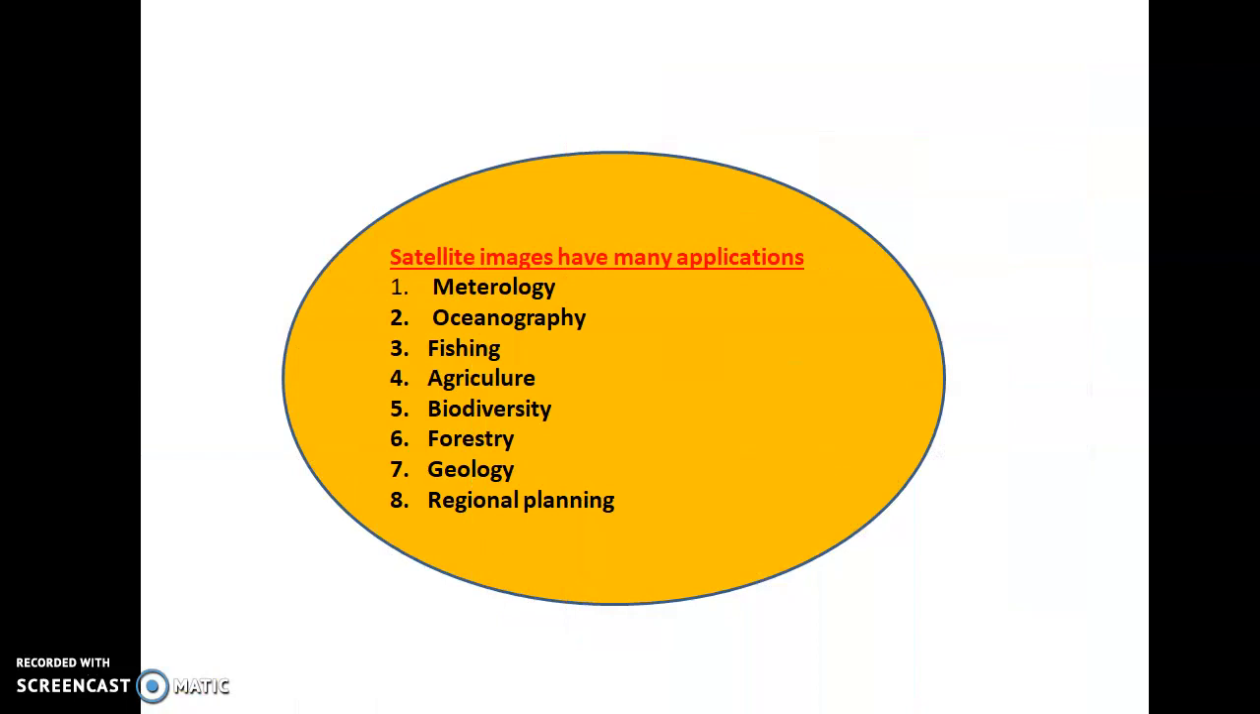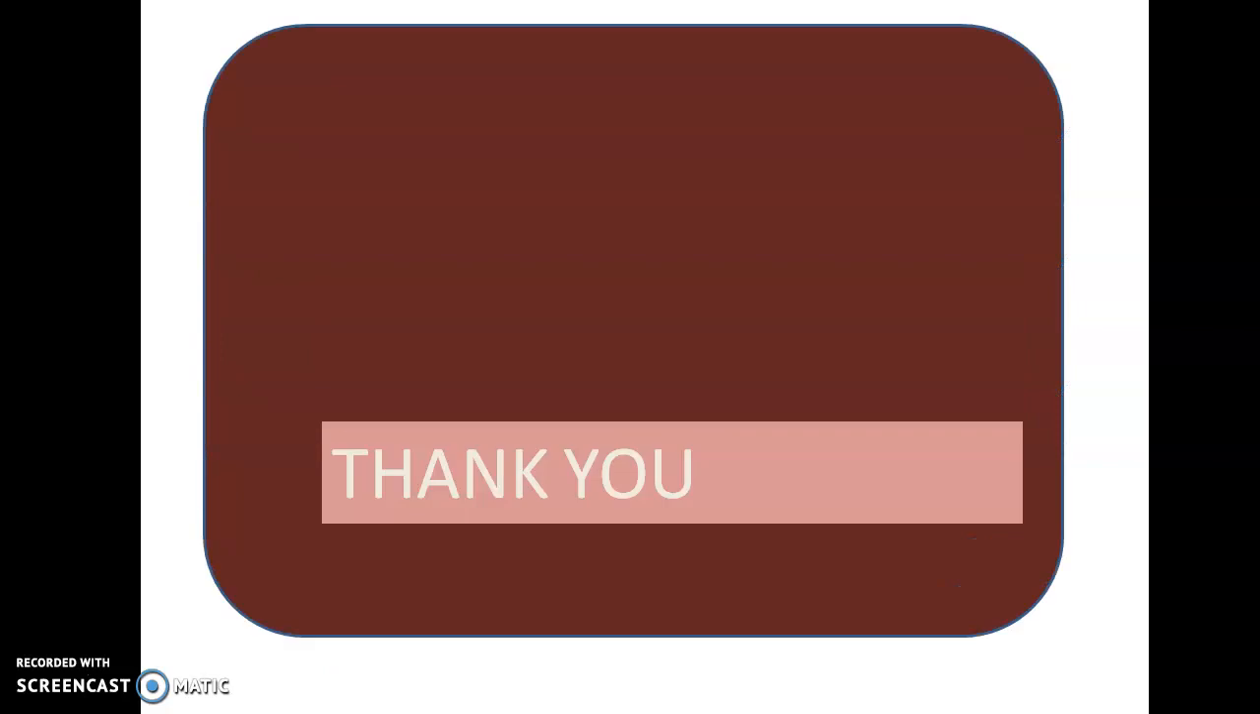And what is the application? For what purposes are we using this satellite imaging? It is used for meteorological studies, oceanography, fishing, agricultural activities, then biodiversity, forestry, geology, and also regional planning. So this is a very small topic of remote sensing.